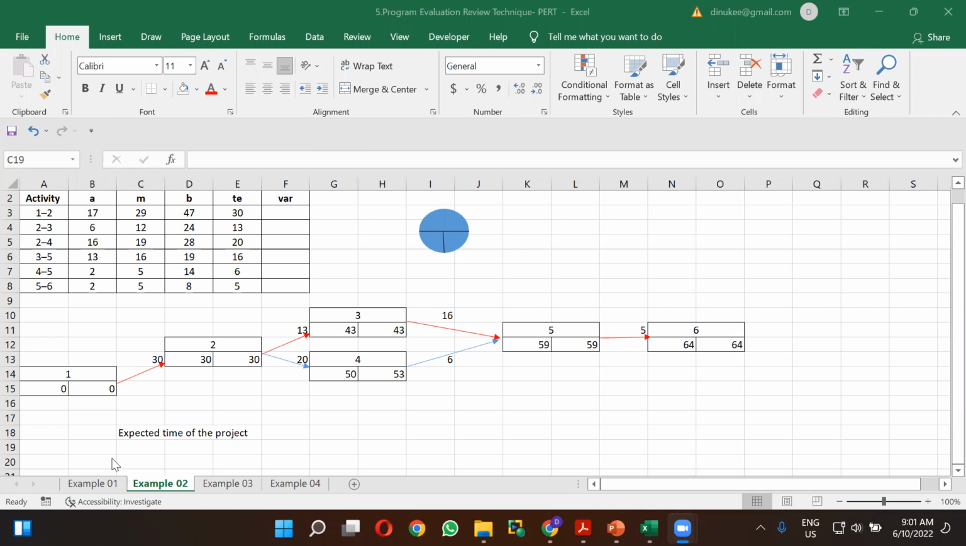So it is 64. So you have to take from 1 to 2 activity, it is 30 days. 30 days plus from 2 to 3 activities, it is 13 days. And from third activity to fifth activity, it is 16 days. And from the fifth activity to sixth activity, it is 5 days. So you have to take the summation to calculate the expected time of the project. So the expected time of the project is 64.